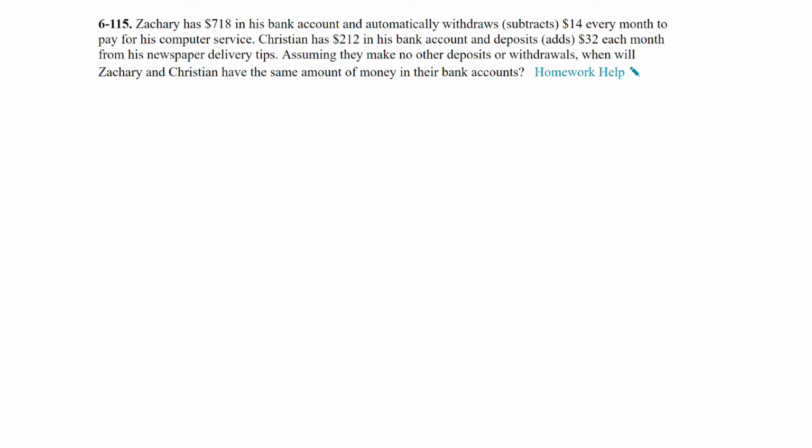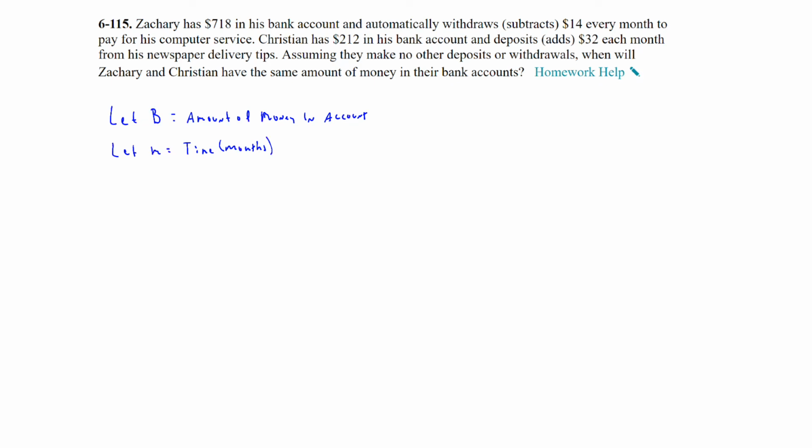So right now we're dealing with money in the bank, so we can say, let B, or X, Y, whatever you want to use, but let B equal the amount of money in each bank account. And then the other part is they are depositing or withdrawing each month. So we also need to have a variable for time. So let M equal the time in months. So those are our two variables.